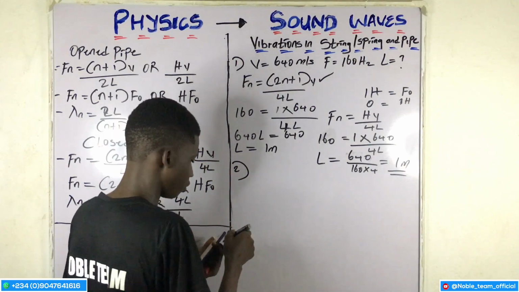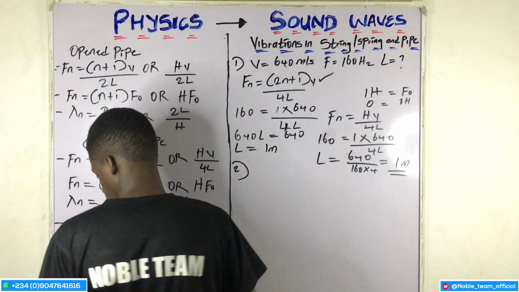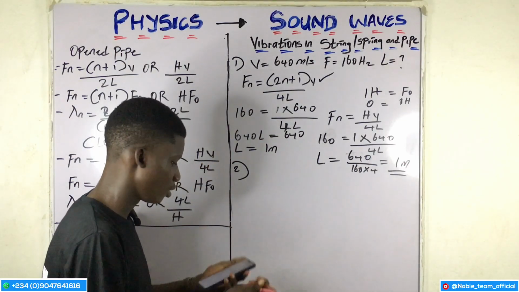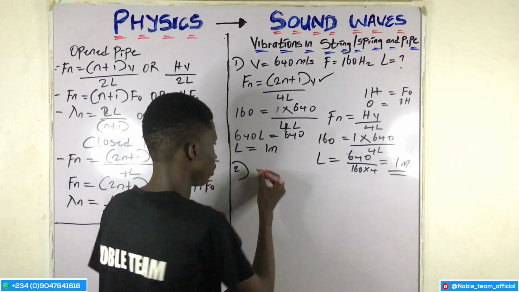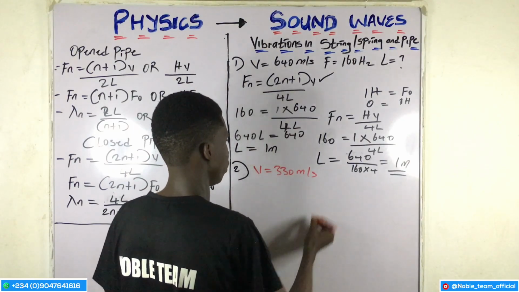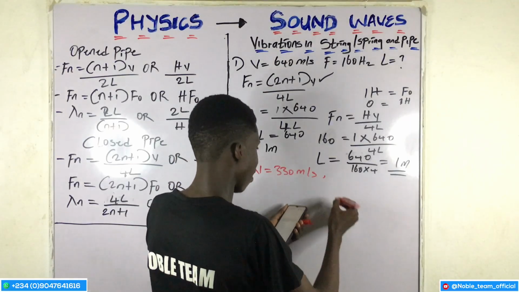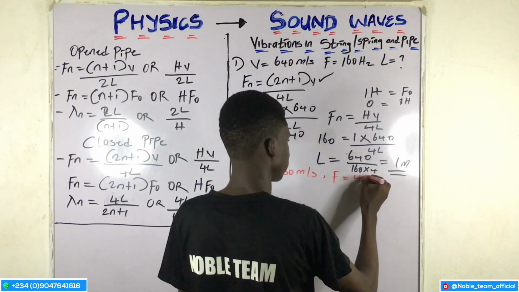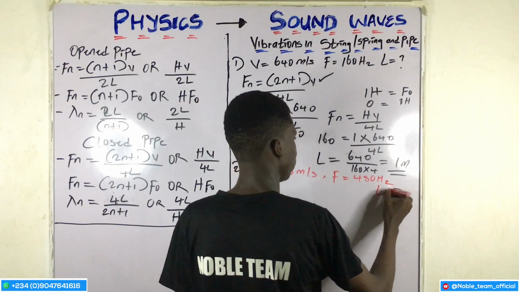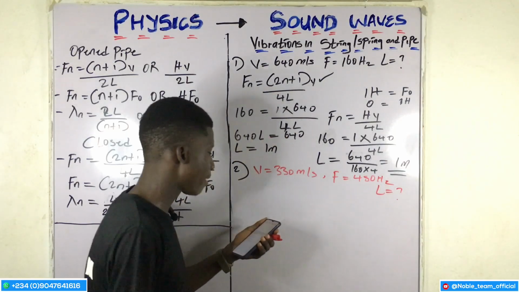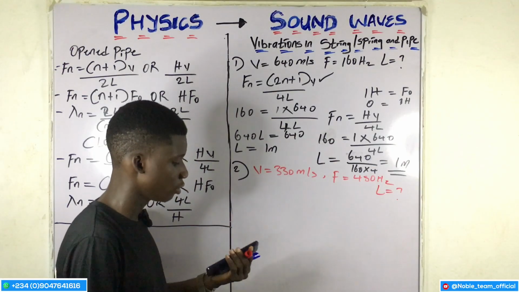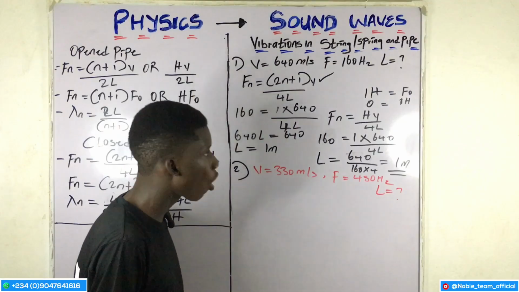Now, our velocity here is what? So we have our velocity to be the speed of sound, 330 meters per second. Then we have our frequency to be 450 Hz. And our L, we are being asked to get for it. But they mention second over 2. Okay, good.